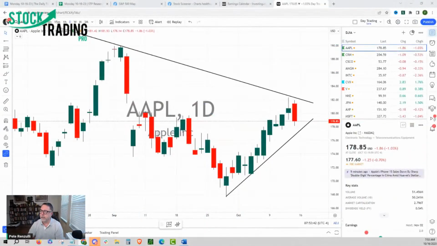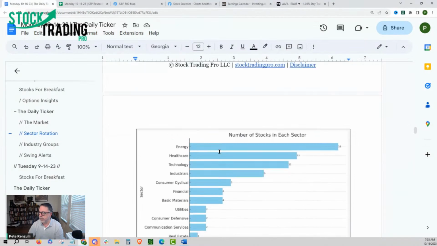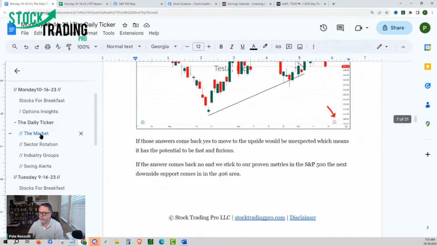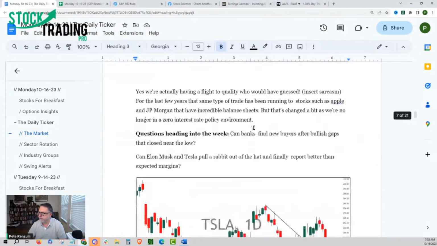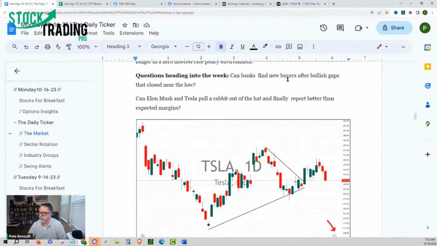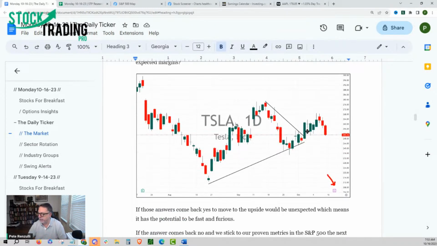Now I want to give you some visuals. Okay. I think it's very important. So if we continue with what we're talking about here, before we get into sector rotation, we're going to head right back up to the market, talking about conviction, right? So can the banks find new buyers? We just showed you exactly what that means. Can Tesla pull a rabbit out of its hat? Earnings are coming out. So you can see it's starting to roll over a little bit.